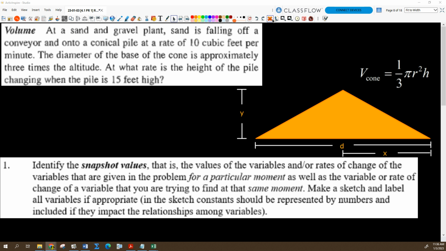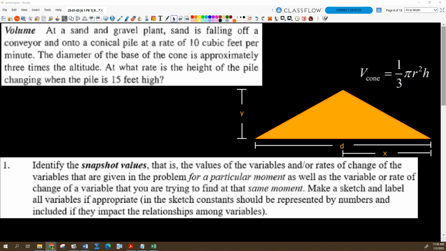What do we do? We have to identify snapshot values. Give me a snapshot value. Tori, give me one snapshot value here. We're just looking for numbers up here, right? 10 cubic feet. Okay, what is that? That's the rate. Okay, so what quantity though? It's going to be a dot, isn't it? Because it's a rate. Yeah, it's V dot, isn't it?